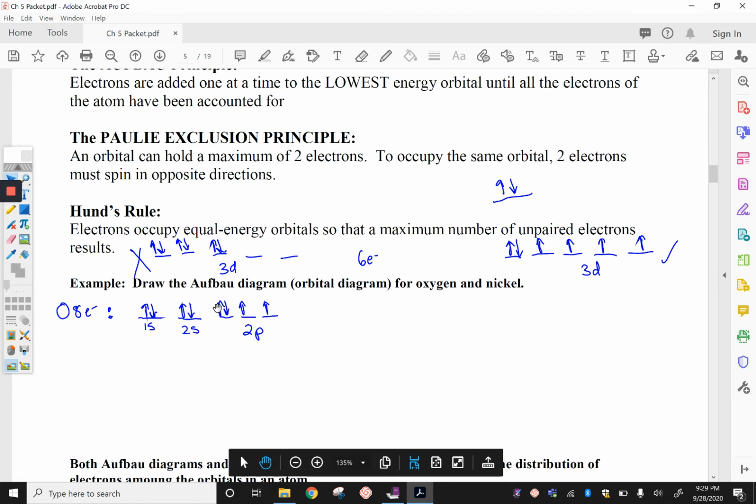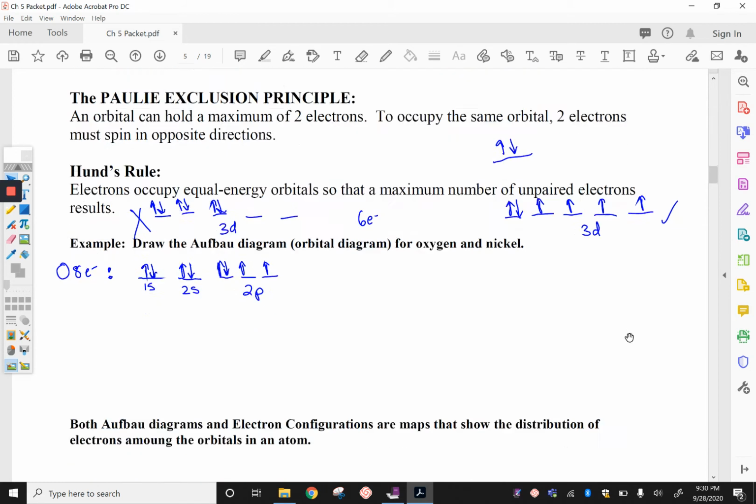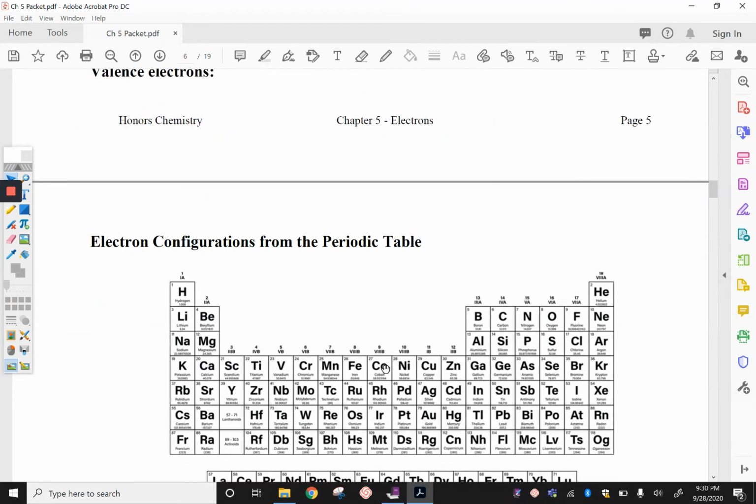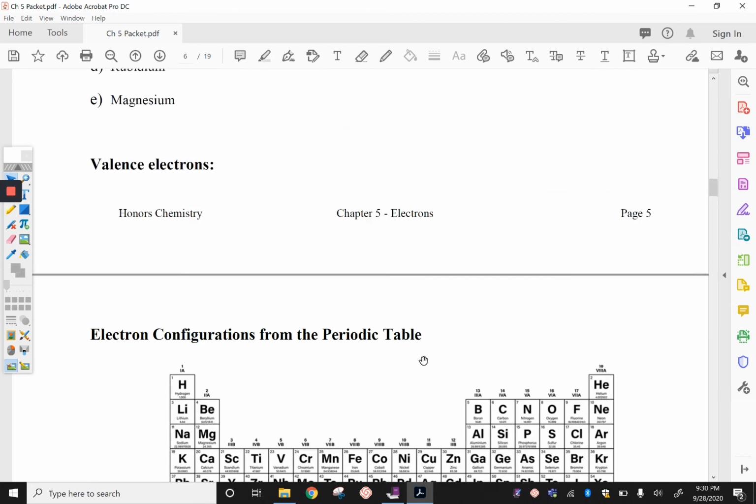If you add up all the arrows, that should equal 8, because I have 8 electrons and these arrows represent the electrons. Let's try nickel. Let's see, nickel is right here. It has 28 electrons.